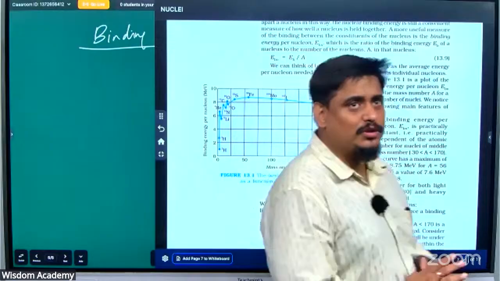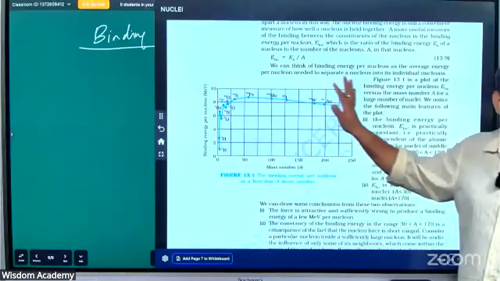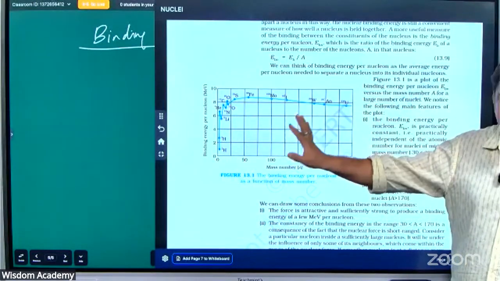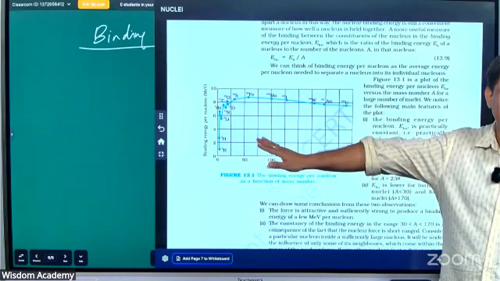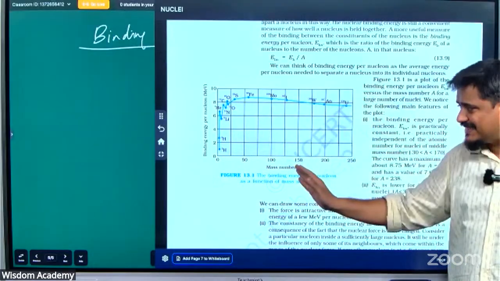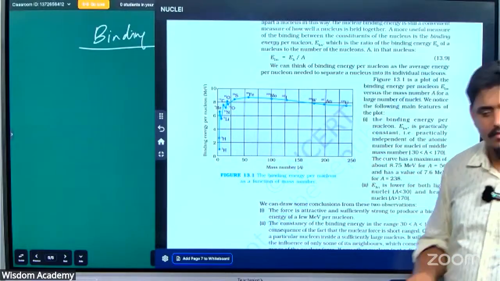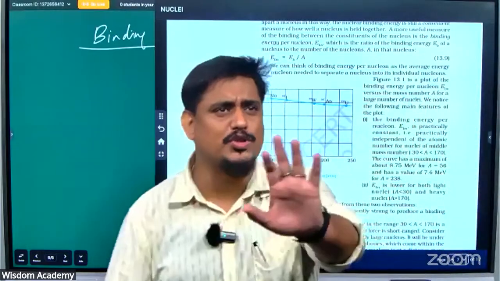Okay. So this graph, I hope you're clear on what it is saying. The graph is plotted between binding energy per nucleon of various elements versus mass number. Now, I'm going to say a very crucial thing.